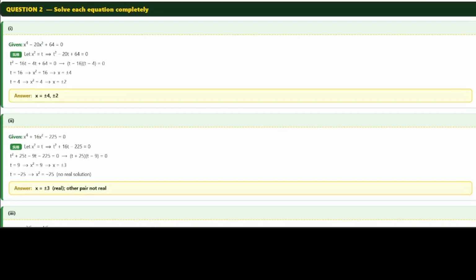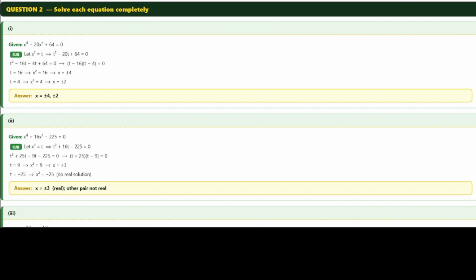Moving on to the second question, we need to solve each equation completely. Here we have x power 4 minus 20x square plus 64 is equal to 0. So we can take x power 4 and write it as x square whole square. Here x square is going to be taken as t. So the equation is t square minus 20t plus 64 is equal to 0. Now we are going to be solving this equation by factorization method.